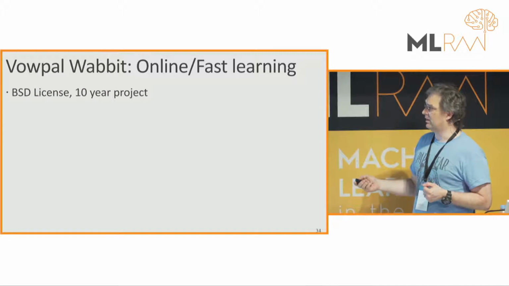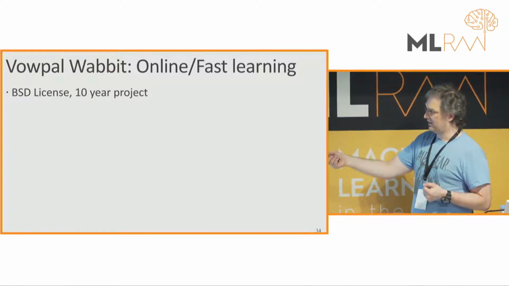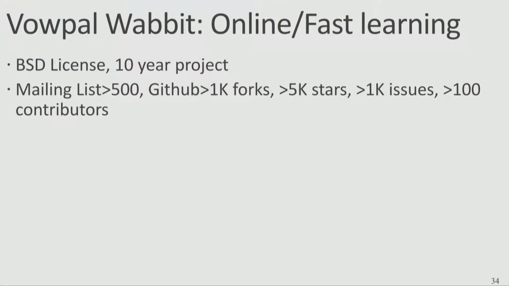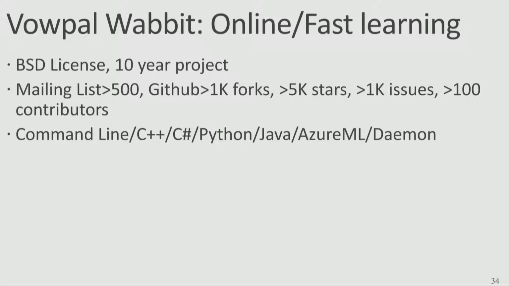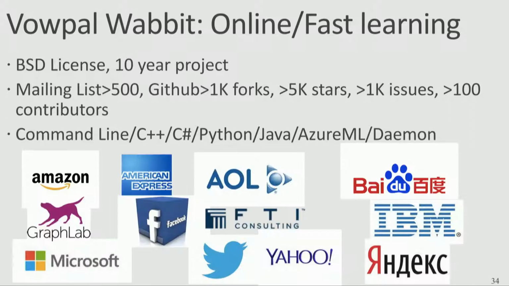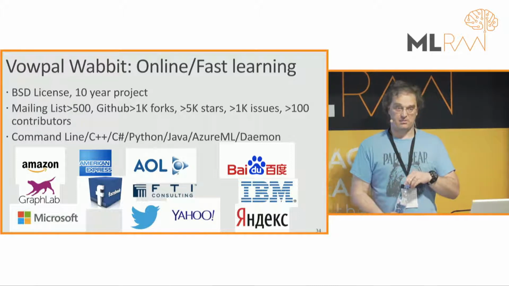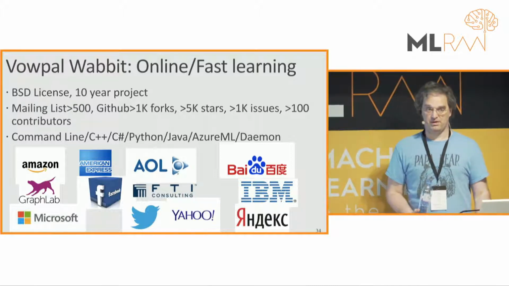So VW, it's been 11 years. It has a BSD license. It has a mailing list. It's on GitHub. Lots of people are using it. Lots of people are contributing to it. It has a command line interface or C++ or many different languages. And it gets used by many different companies. So if you want to go and experiment with these algorithms, you can do that very easily with VW.